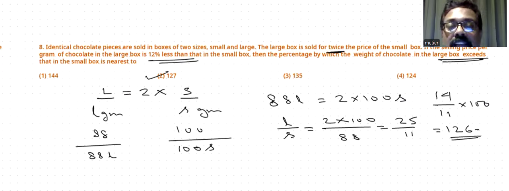So smart approaches will help you calculate faster. We assumed L gram and S gram; we are helpless there, so we have to assume the weight. After that, we compare the selling prices, so we get the relation between L and S. That's all. Next.